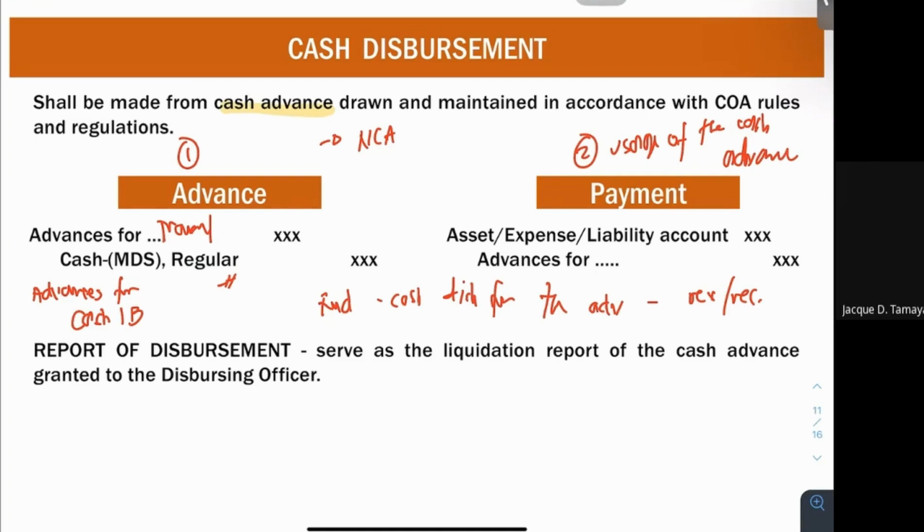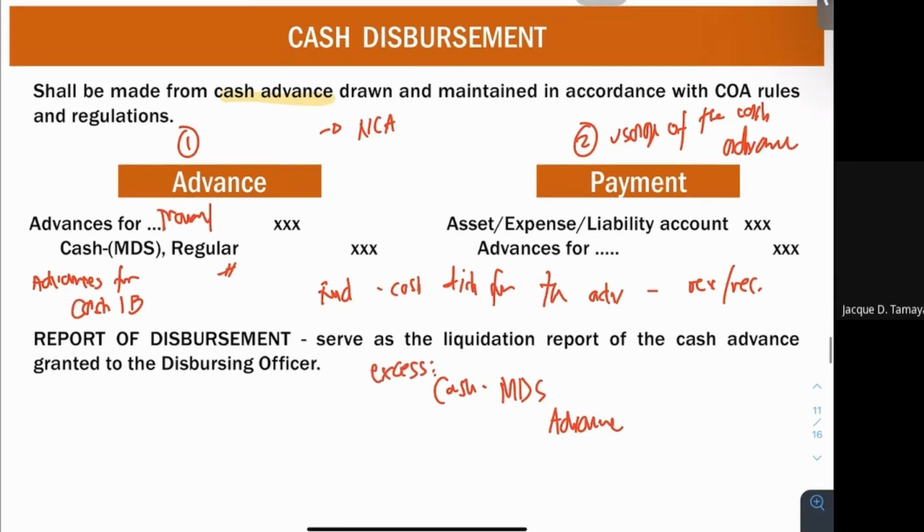So normally what happens here is there will be a liquidation of the cash advance. So whenever there is a liquidation of your cash advance and there is an excess, what we do is we just reverse the entry. So let's say there is an excess, so cash MDS, we credit advances. So whenever there is an excess.